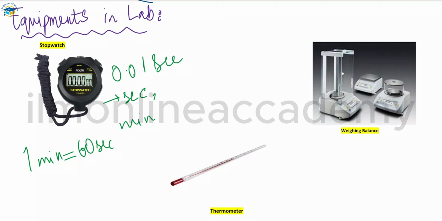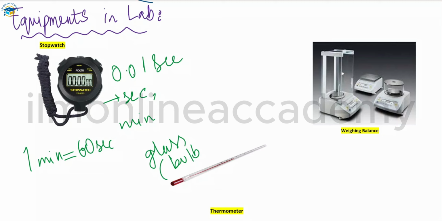Next we have the thermometer. By using a thermometer, you can measure the temperature, or we also have some digital thermometer probes that are available. And you can see here, this is the glass thermometer. We have a glass bulb at the bottom, and this glass bulb is used to measure or record the temperature by contacting a large volume of a liquid.